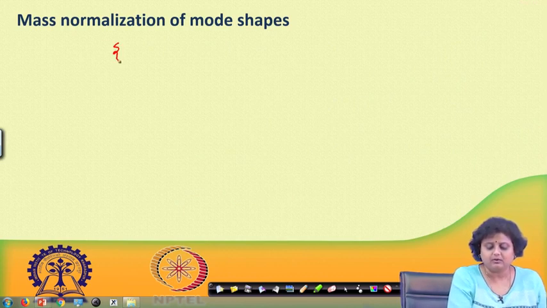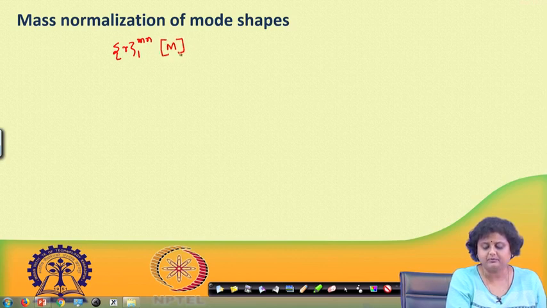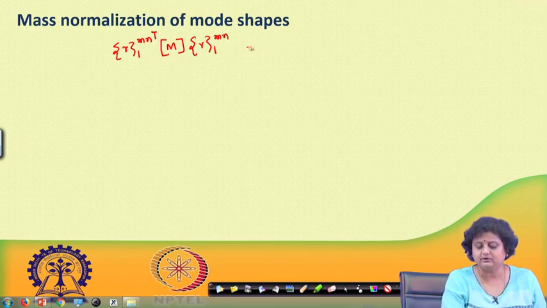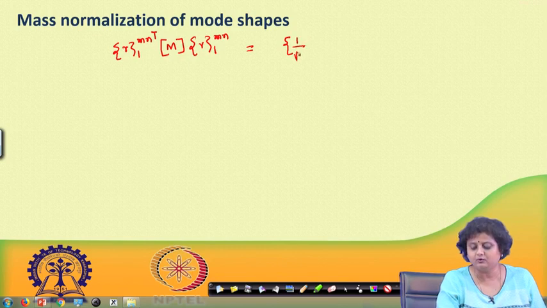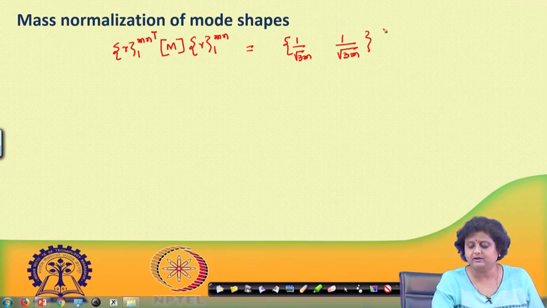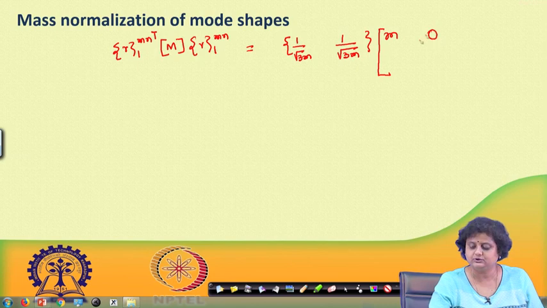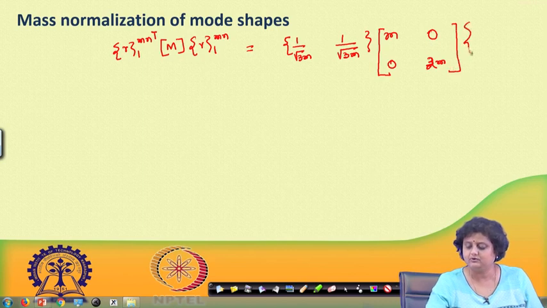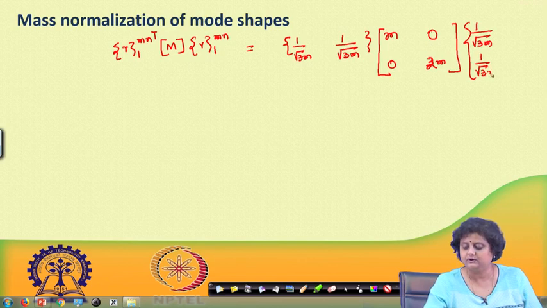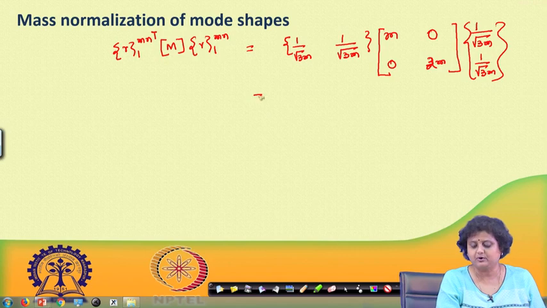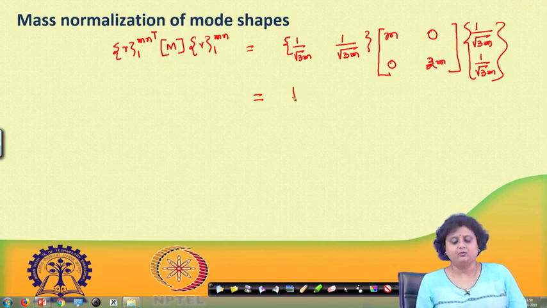So, R1 mass normalized transpose M into R1 mass normalized is going to be 1 by root 3m, 1 by root 3m, into the matrix m 0 0 2m, into 1 by root 3m, 1 by root 3m. If I evaluate this product, you will see that this is becoming 1.